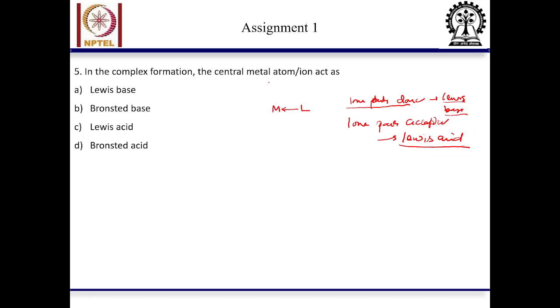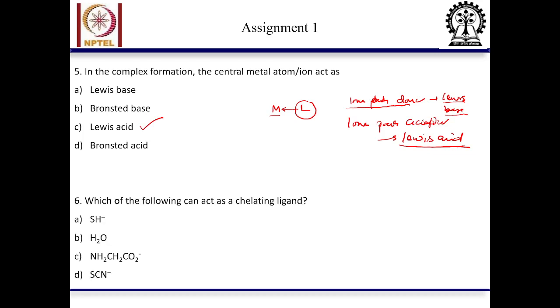So in coordination complexes, the metal has vacant d orbitals into which the ligand gives its lone pair. So the correct option is C. I think everyone has got this answer correct. So I will move to the next question. Which of the following can act as a chelating ligand? Can anyone write in the chat box what the answer will be for question number 6?